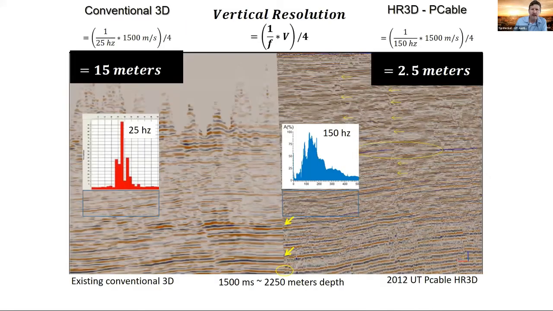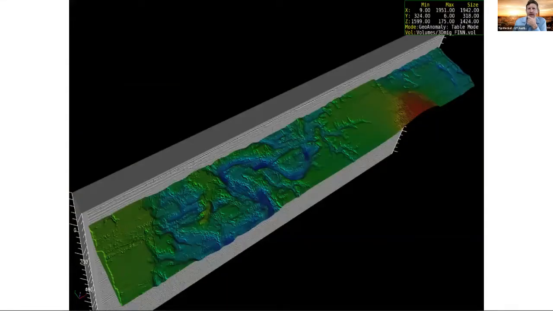I'm probably running out of time. I'll just show you some examples where this 150 hertz data is getting quite a nice imaging on the shallow interval. We get a 3D data set here on the inner shelf of Texas, where we've got a nice shallow salt dome.